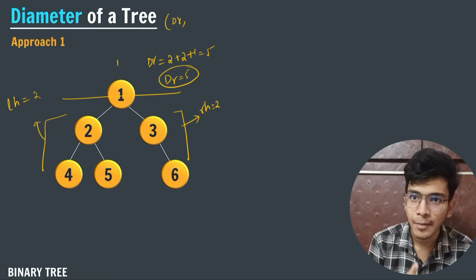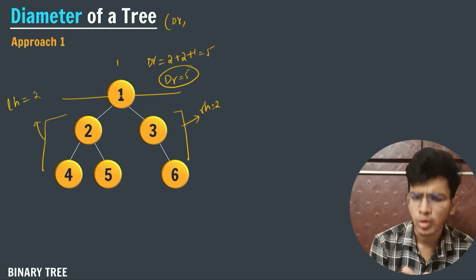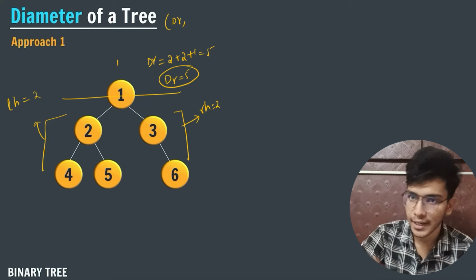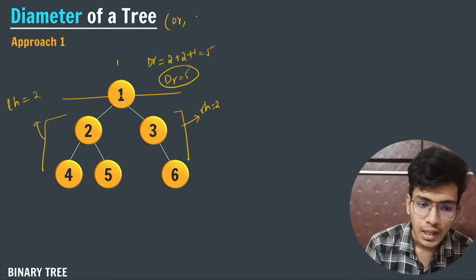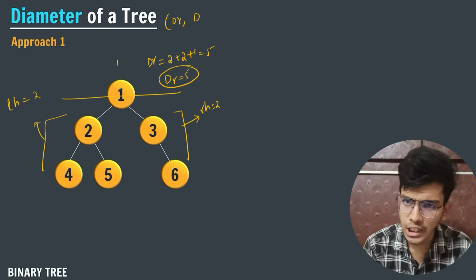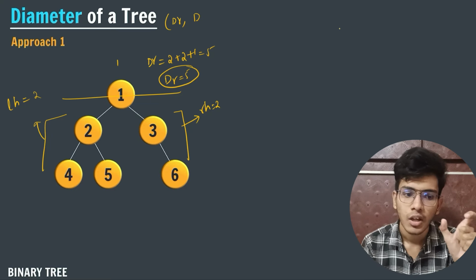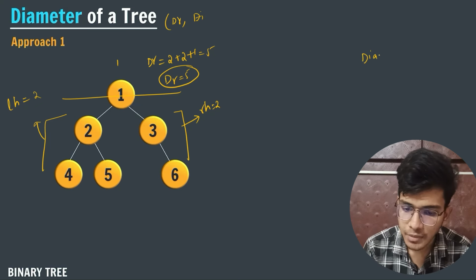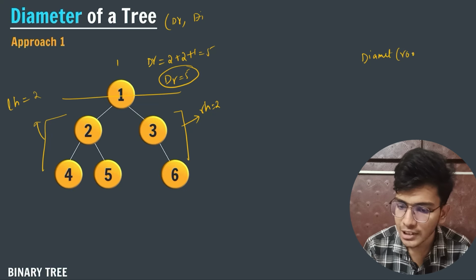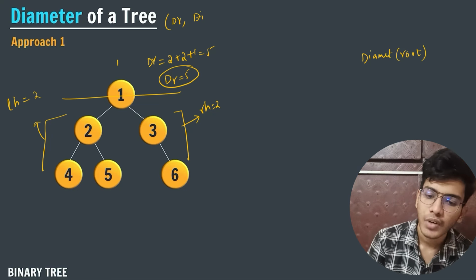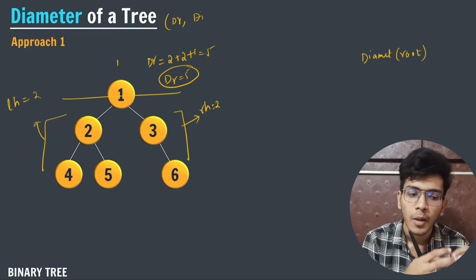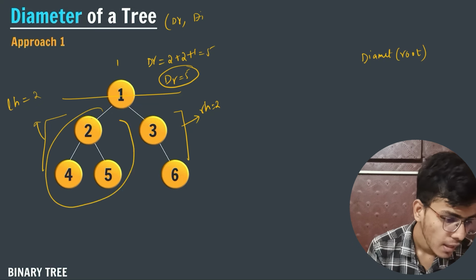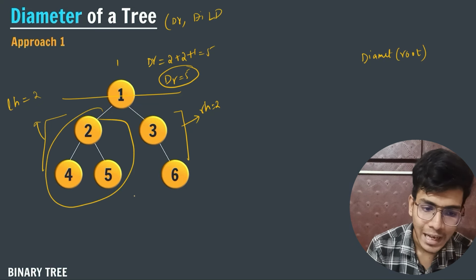After calculating diameter through root, again I will calculate the diameter through the left part of my subtree. So I will create a recursive function for diameter. Let's say I am creating a diameter function here, and in this I will pass my root node. Now in this function I will recursively call my diameter function for the left part. So for this left part I will calculate left diameter.